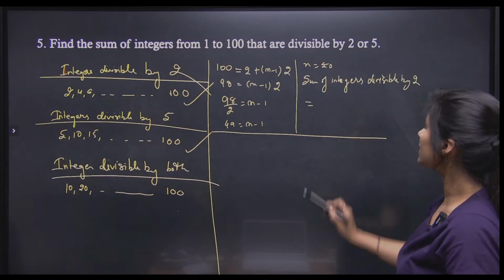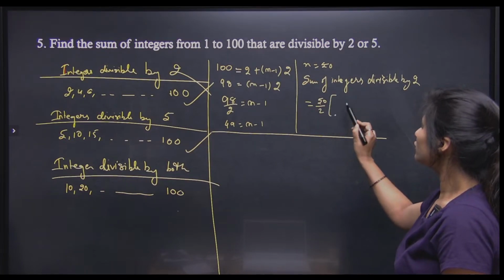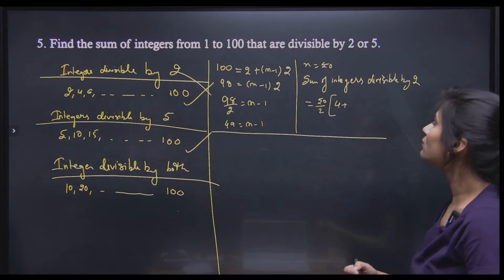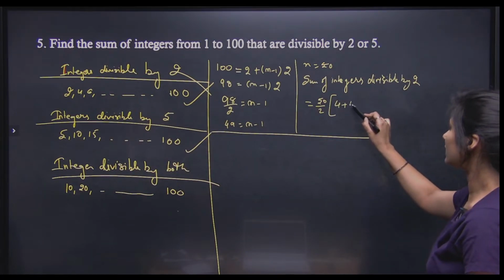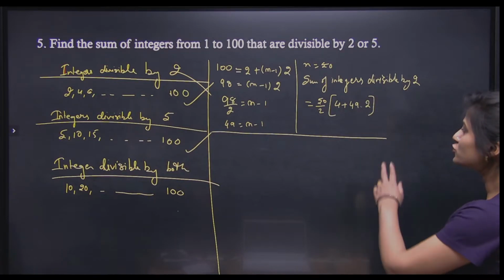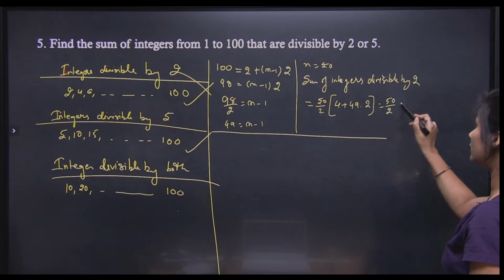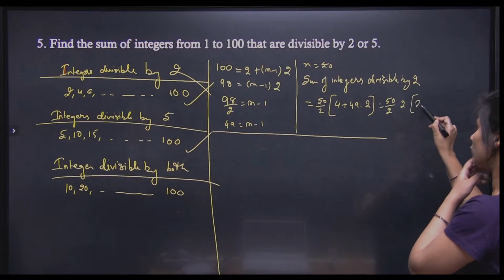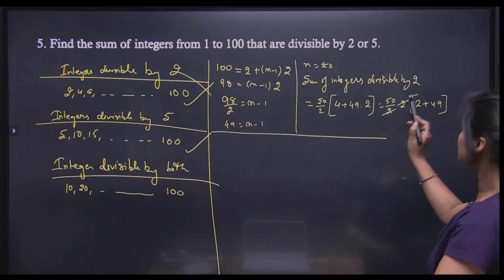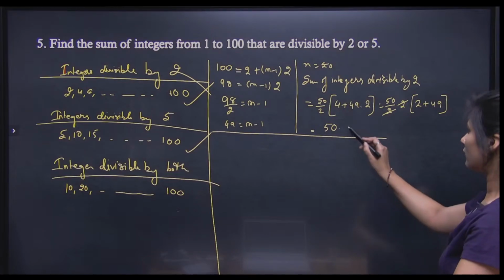So what should it be? It should be n by 2 into (2a plus (n minus 1) d), that is 50 by 2 into (2 into 2, 4, plus (50 minus 1), 49, into 2). Now I can take 2 common, so it is 50 by 2 into 2 into (2 plus 49). So it is 50 into 51.